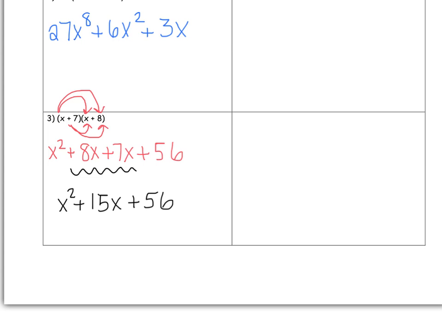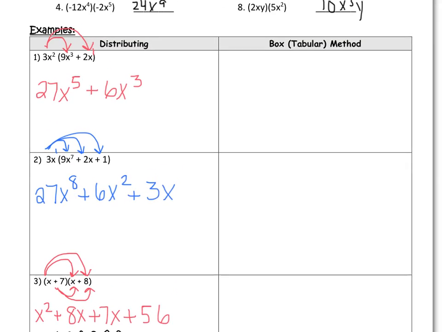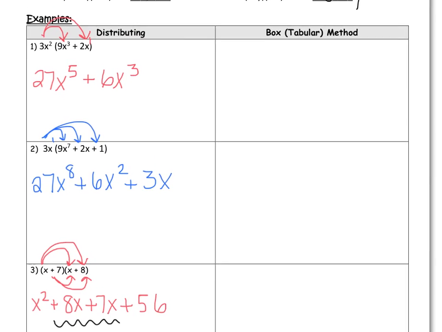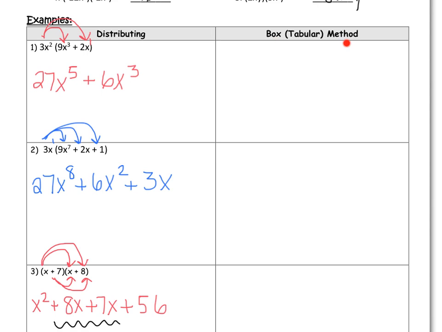Okay, these 3 examples that I just did were the traditional way of distributing. Now this box method or tabular method is something that you should have learned in 8th grade. It's the same way to do the same problem. Basically, right now I'm giving you 2 options to do each problem. You may pick one and use whichever one makes most sense to you.